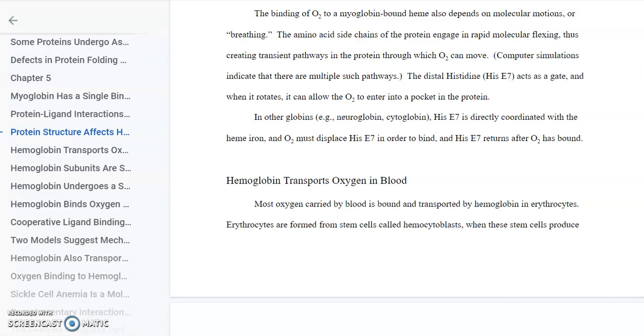The distal histidine, histidine E7, acts as a gate, and when it rotates, it can allow the O2 to enter into a pocket in the protein. In other globins, for example neuroglobin and cytoglobin, histidine E7 is directly coordinated with the heme iron, and O2 must displace histidine E7 in order to bind, and histidine E7 returns after O2 has bound.